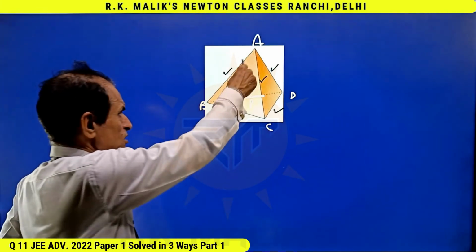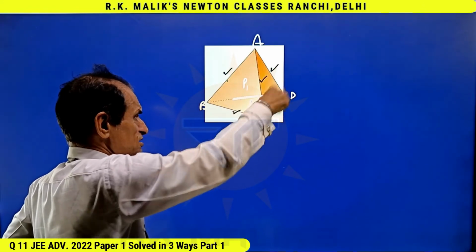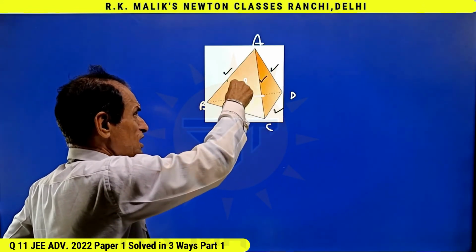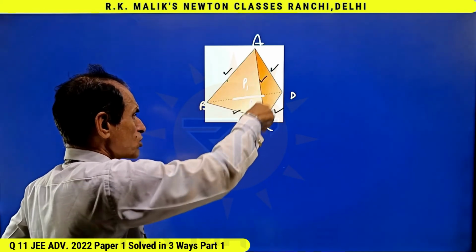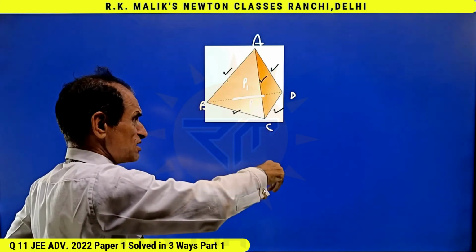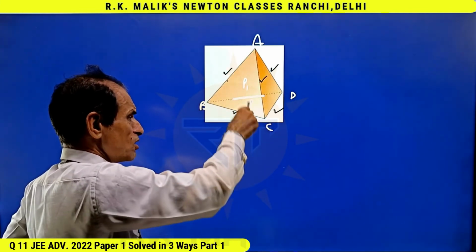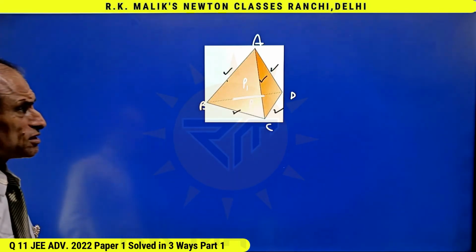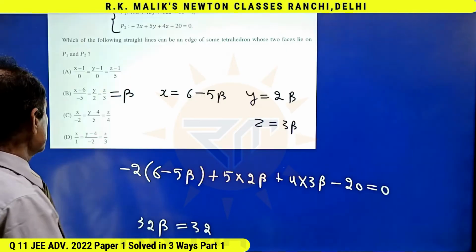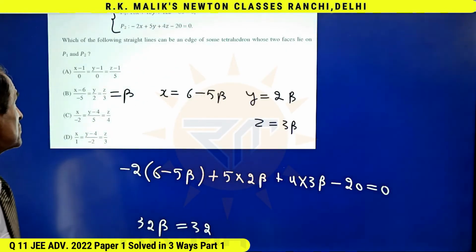Note that these edges AB, BC, AD, CD either lie completely in the plane P1 or completely in the plane P2. But the line AC is neither inside P1 nor inside P2. It is cutting both the planes at two distinct points. Hence, choice B is also correct.